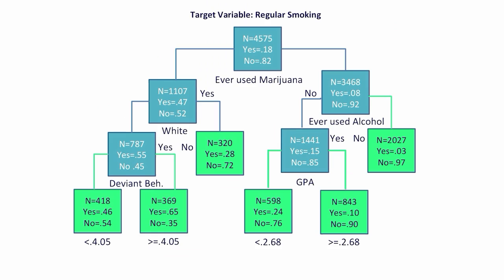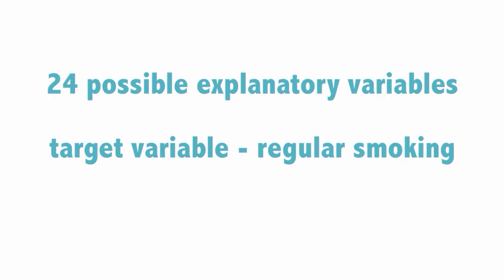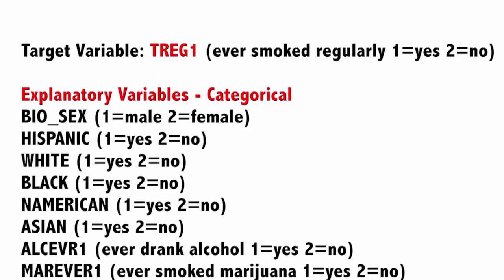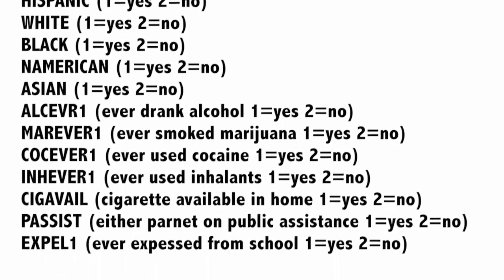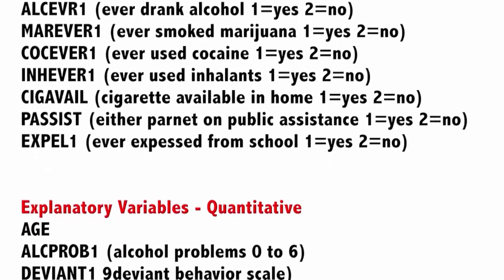The green terminal nodes of the tree are called leaves and represent final subgroups based on the combination of previous splits. Here is a classification tree that was grown with data from Wave 1 of the AdHealth survey, including youth in grades 7 through 12. 24 possible explanatory variables were included to test associations and to generate decisions, that is, branches, that best describe subgroups or segments of the sample with either high or low proportions of our target variable, regular smoking. Before we interpret the model, let's look at a list of variables included for consideration in the analysis.